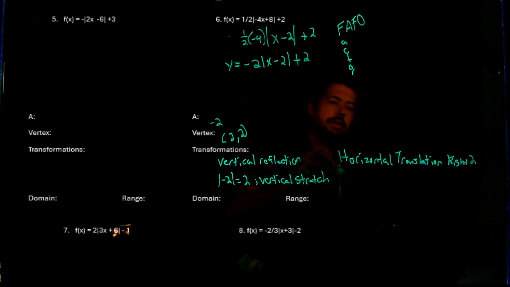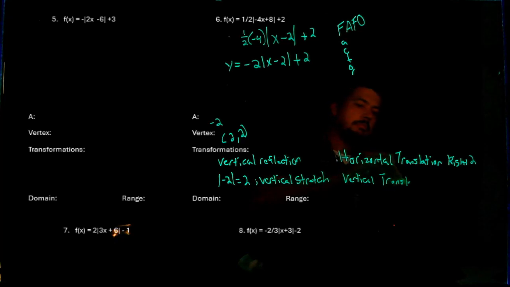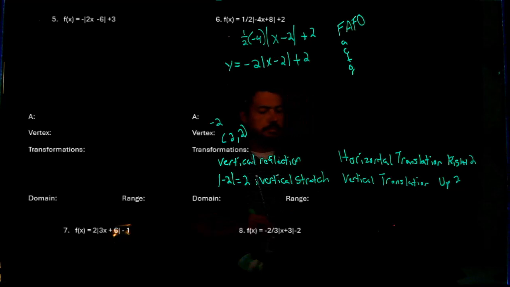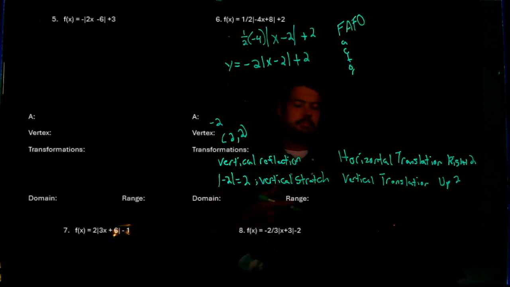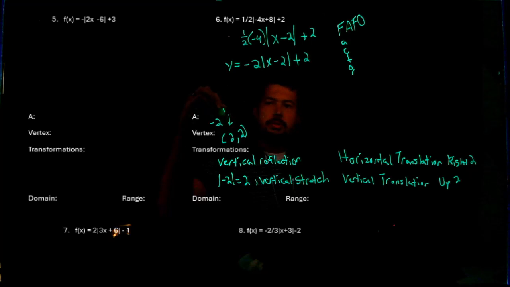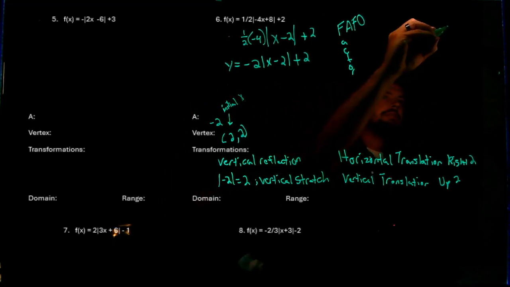We also have a vertical translation, which is up 2, okay? And that's all of the things. Now, maybe you're a kid that needs a table. This is your initial x, okay? So let's go off and make a table.